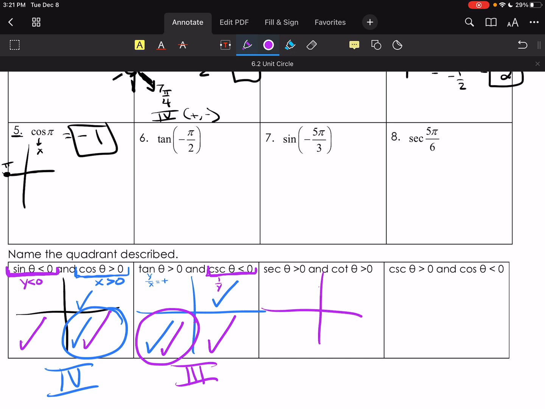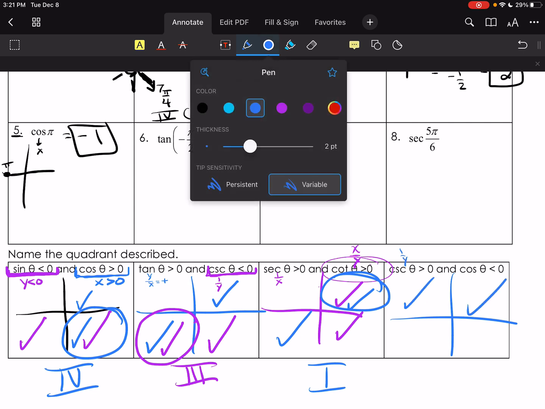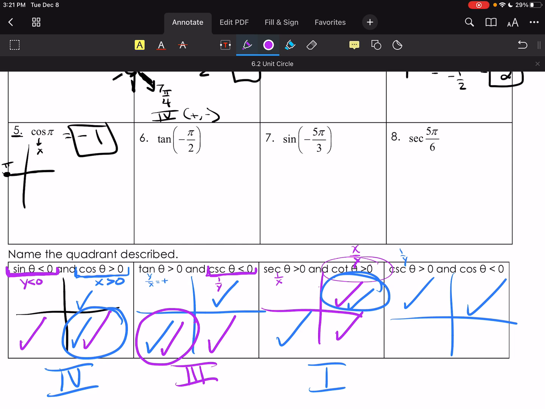Secant greater than 0, so that's 1 over x. So x is positive here and here. Cotangent greater than 0, x over y. So again, same signs. So positive, positive, or negative, negative. So this would be quadrant 1. Last one real quick. Cosecant greater than 0, so 1 over y. So y is greater than 0 here and here. Cosine less than 0, so that's x is here and here. So that would be quadrant 2.